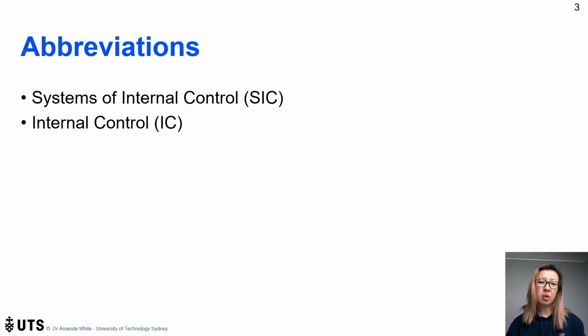Some quick abbreviations I wanted to raise with you. Systems of internal control, which we'll see as SIC. An alternative sometimes is that you might see something called ICS, which is internal control system. It's pretty much the same thing. There was a slight change in the naming convention of the internal control framework over the last few years. So some places you might see ICS online, but we try and use SIC. Internal controls are often abbreviated to IC.